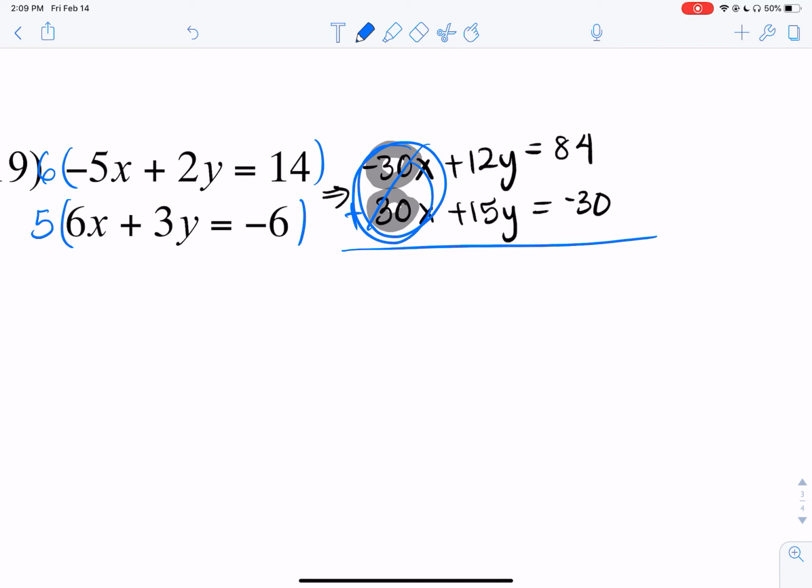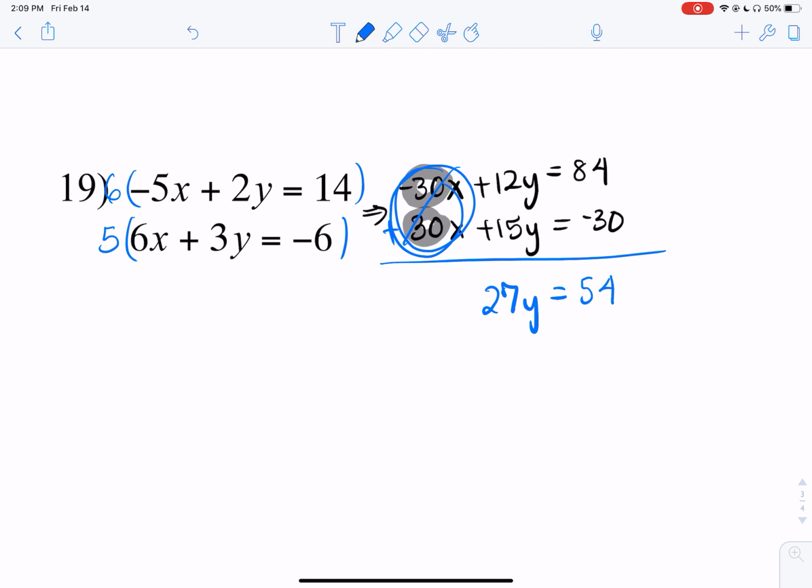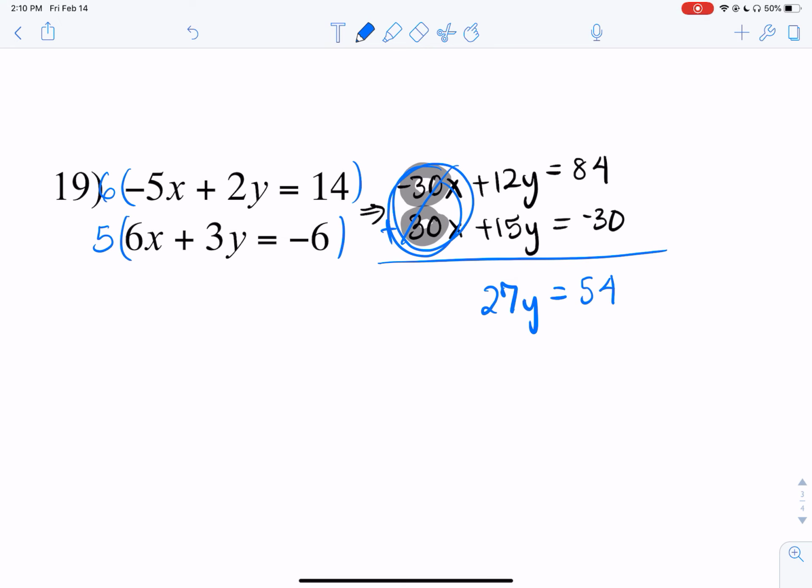15 plus 12, 12 plus 15, that's going to equal 27y. And 84 minus 30, that's equal to 54. So dividing both sides by 27, you get that the value of y is going to become 2.